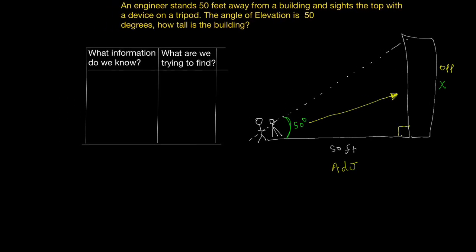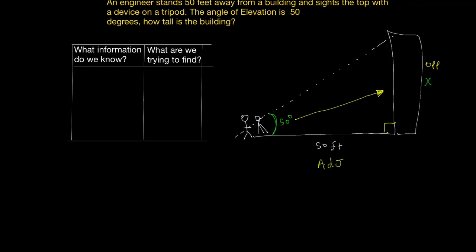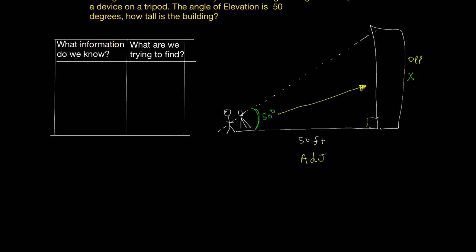Now let's use this graphic organizer to strategize what to do next. So what information do we know? Well, we know the angle being 50 degrees. And we also know the value of the adjacent side, which is equal to 50 feet. Now, what are we trying to find? Well, we're trying to find the opposite side. That's the unknown. That's x.